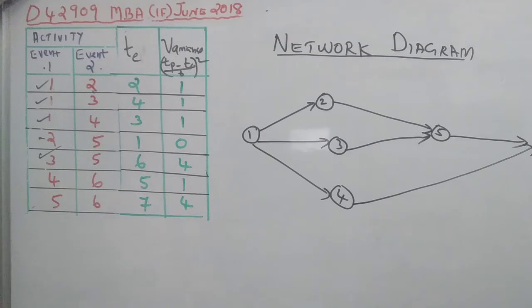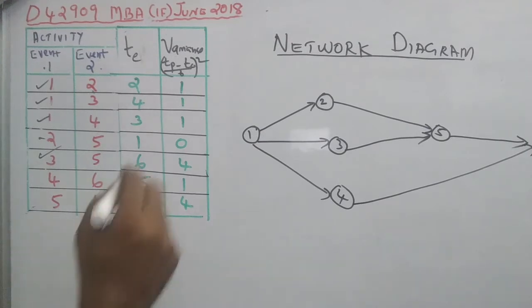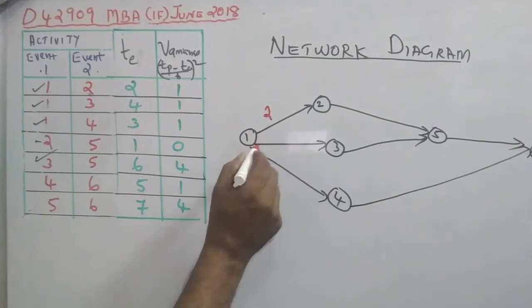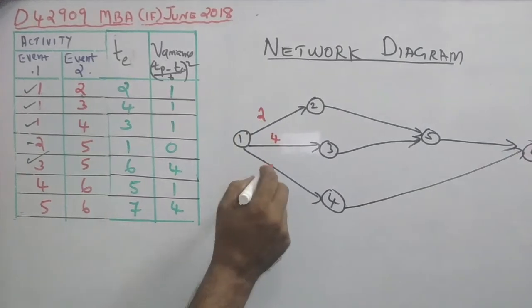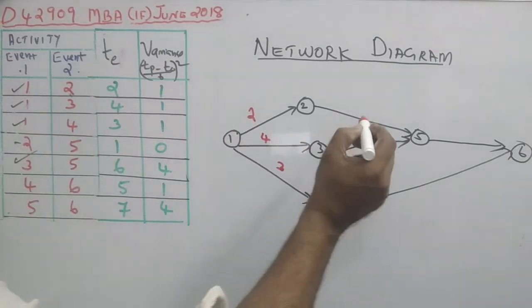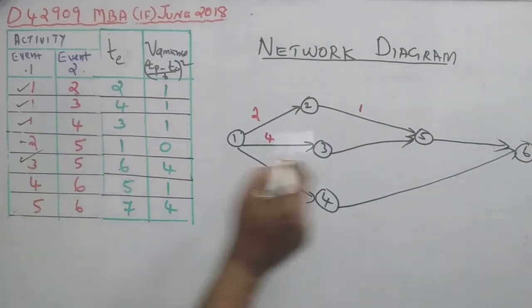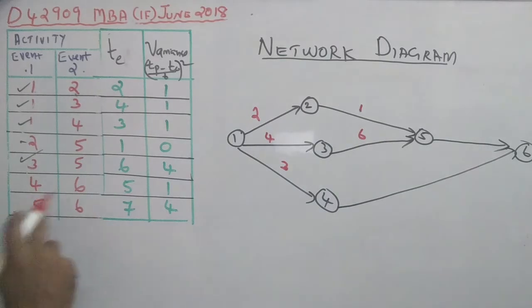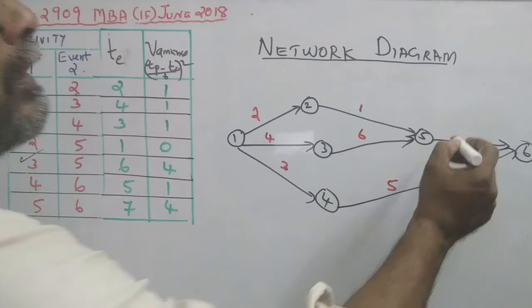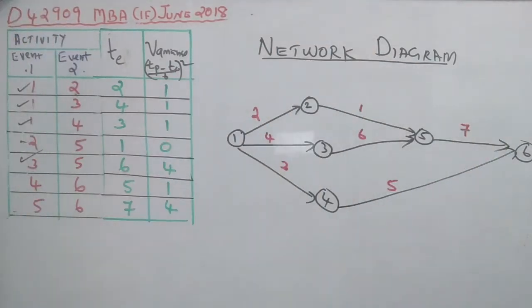That is comparatively a simple, brief diagram, and the information is 1 to 2, 2; 1 to 3, 4; 1 to 4, 3; 2 to 5, 1; 3 to 5, 6; 4 to 6, 5; 5 to 6, 7. So the diagram is complete. The first question is answered.